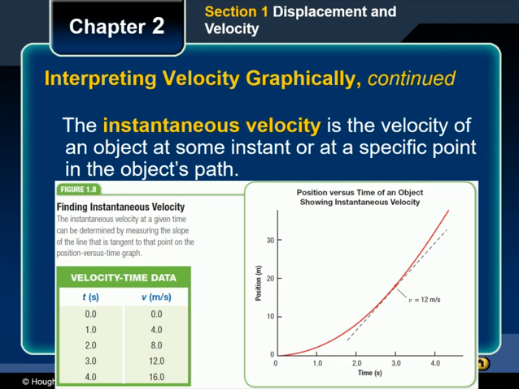One way to determine the instantaneous velocity is to construct a straight line that is tangent to the position versus time graph at that instant. The slope of this tangent line is equal to the value of the instantaneous velocity at that point. For example, the instantaneous velocity for the object on the screen here at t equals 3.0 seconds is 12 meters per second. The table on the left side of the screen here lists the instantaneous velocities of the object described by the graph on the screen here. You can verify some of these values by measuring the slope of the curve.